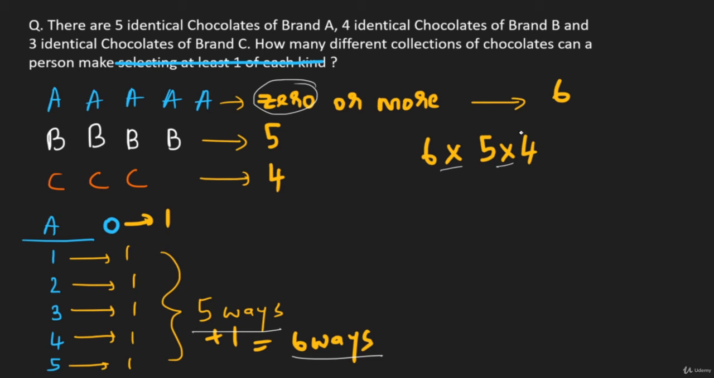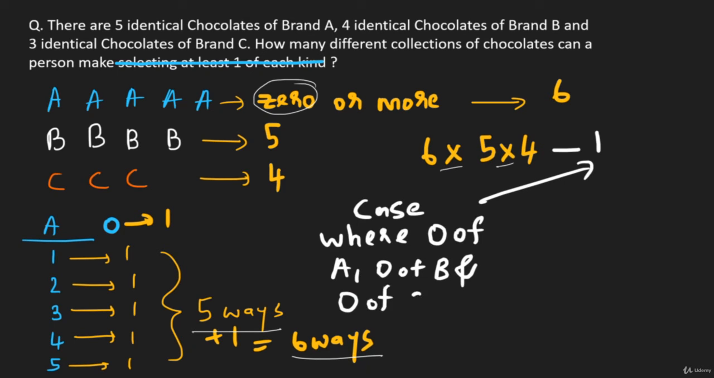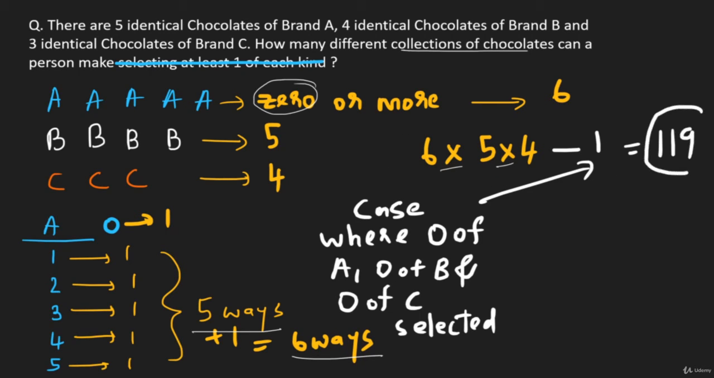And this does not give you the answer. You have to subtract 1 from this. Why? This is the case where you select 0 of A, 0 of B and 0 of C, right? If you select no chocolate, that does not make a collection of chocolates. Therefore, you need to subtract the case where you take 0 of A and 0 of B and 0 of C. Therefore, your answer is 120 minus 1, which gives you 119 as your answer.